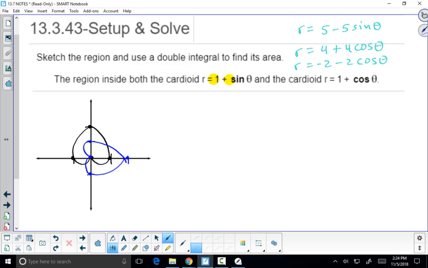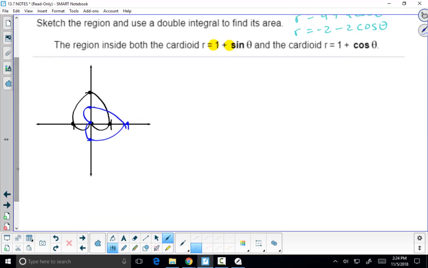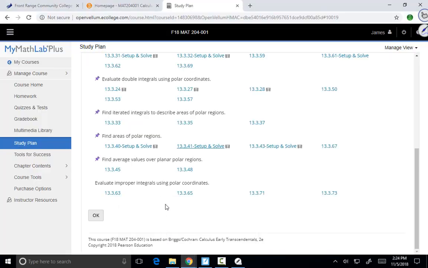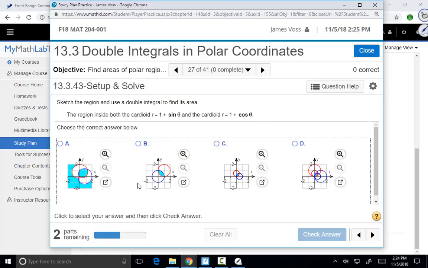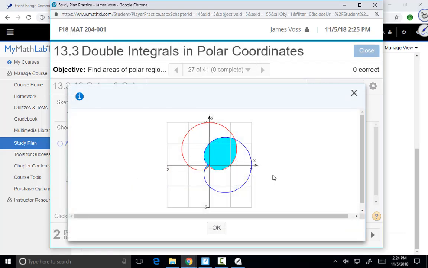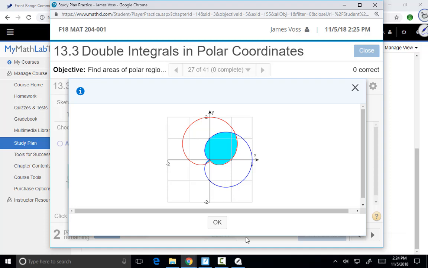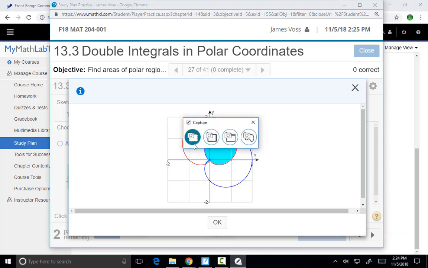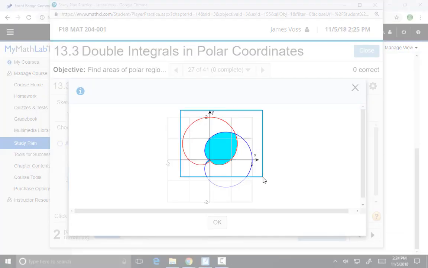Okay. It's asking for the region that's trapped in between the two. And this picture obviously is not great. Let's pull the picture that they have up here, because it's really important to see that there's a little tiny tail right there, a little stem.